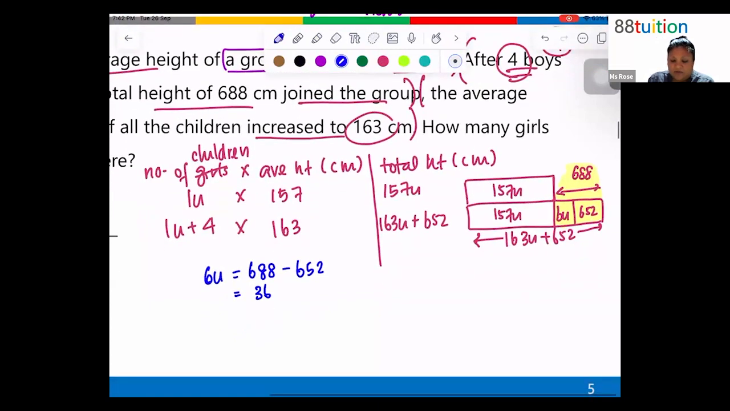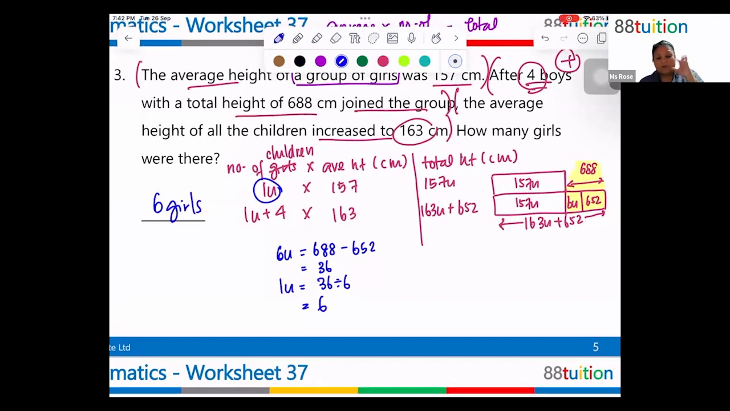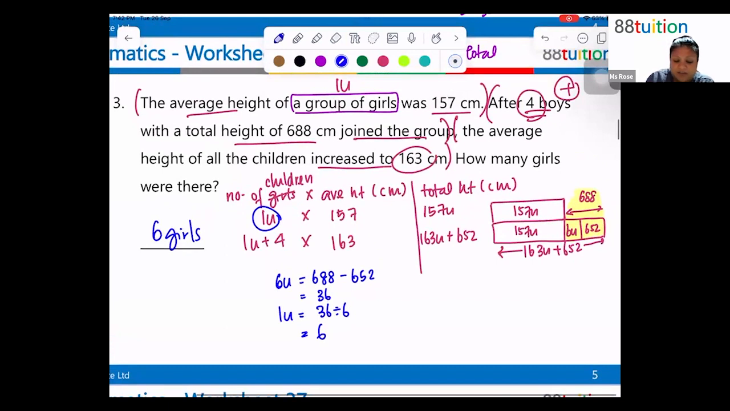Thank you, Brian. So how many girls were there? So girls here, 1 unit. So that means 36 divided by 6 to give me 6. So there are 6 girls. Now, again, I'm going to run through this. If you take the number of children times the average height, will give you the total. So, as long as you have average, I would encourage you to use this table to solve the question. Okay? All right, questions, anyone?